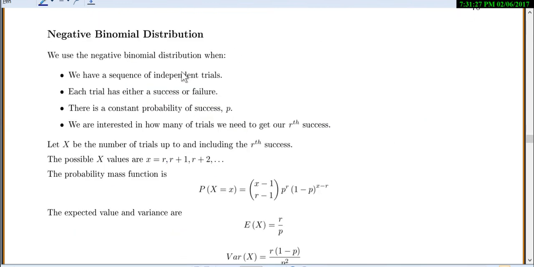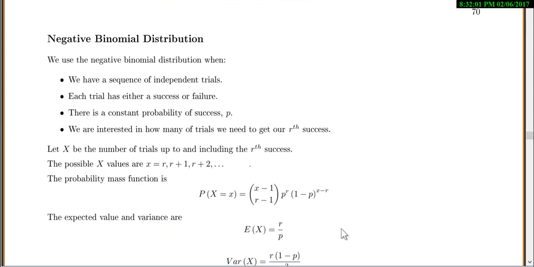Really quick. So this next one is called the negative binomial distribution. We use the negative binomial distribution when we have a sequence of independent trials. Each trial is either a success or failure, and you have a constant probability of success, p. And now here's the thing that sets it apart from the others. We use it when we're interested in how many trials we need to get our rth success. So again, the key thing here is how many trials until you get r successes.